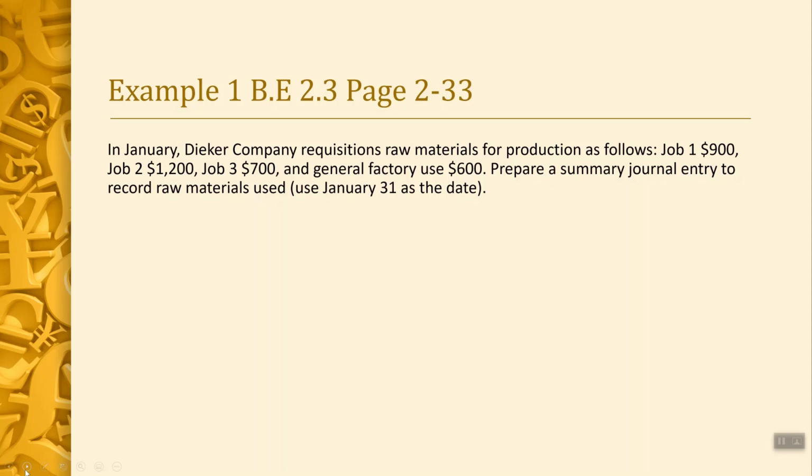In January, Deca Company requisitioned raw materials for production for the following jobs. So they had 3 jobs. They had first job, material was going to be 900. The second job, material was going to be 1,002. And then the third job, the material was going to be 700. And then general factory use materials is 600.